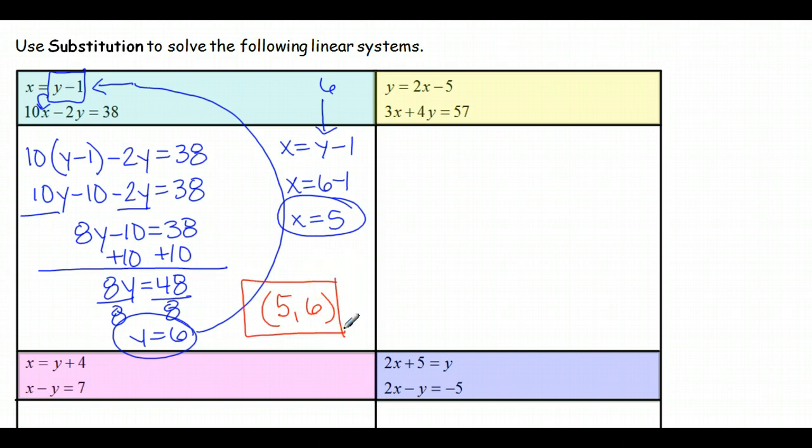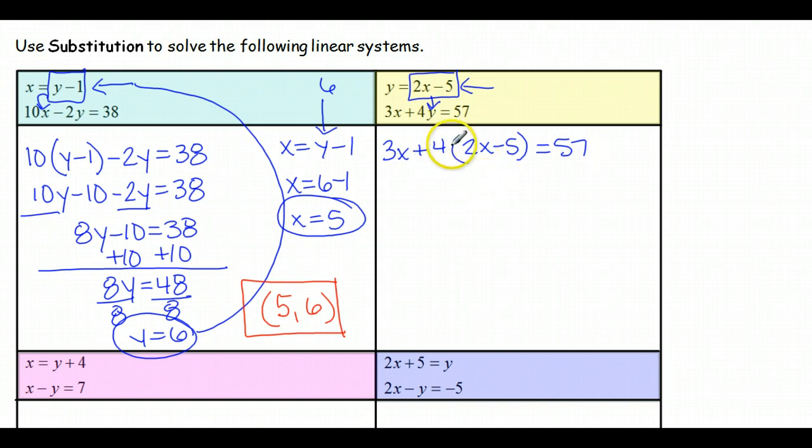All right, let's go ahead and look at the next problem. In the first equation, y is already solved for. So again, I'm going to take the value of y, which is 2x minus 5, and I'm going to plug it into the other equation where y is. So I'm going to write that out, 3x plus 4 times y, but y is 2x minus 5, and that needs to equal 57.